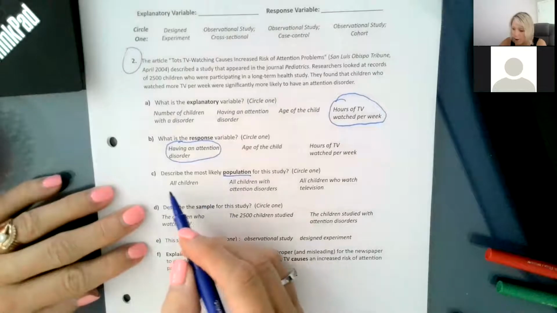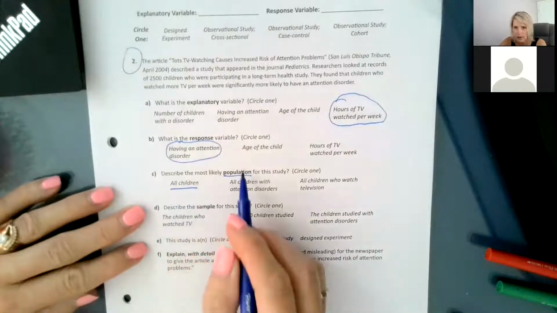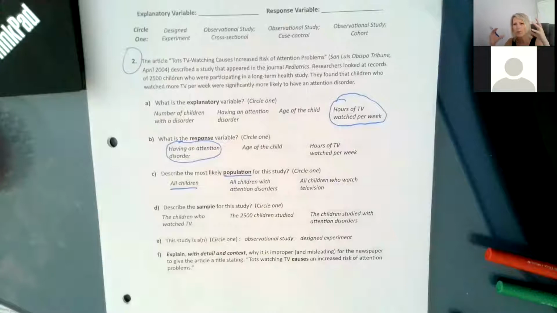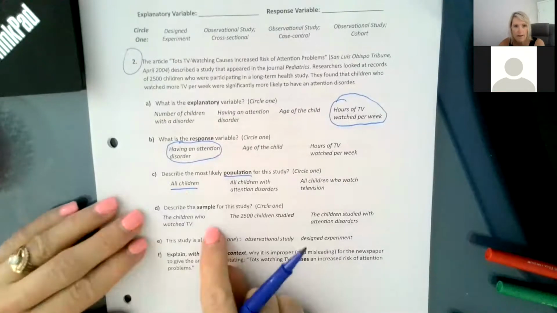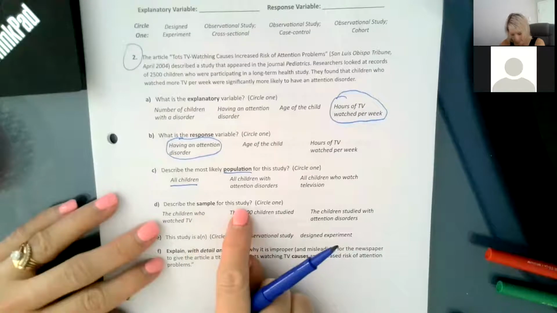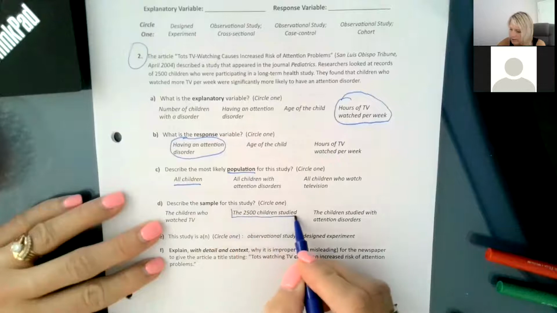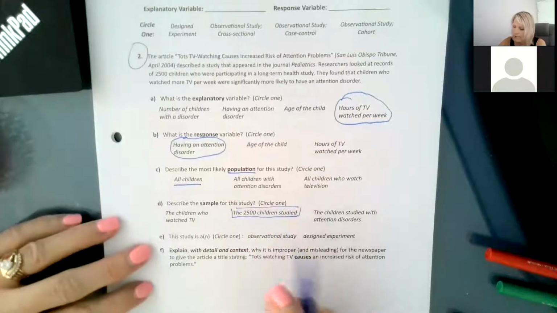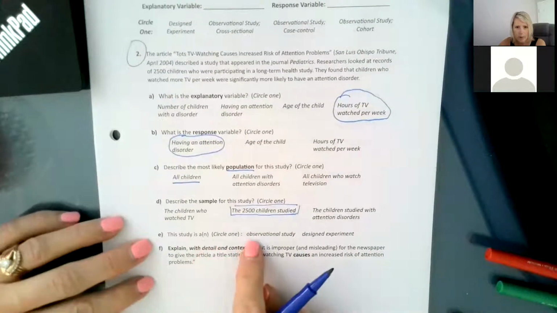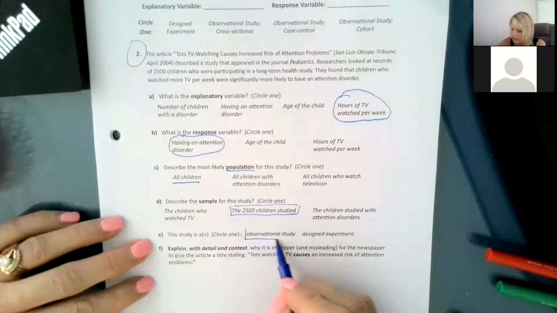So the population is all children. That's who we want to learn about. The population is always who or what are you trying to learn about? And it always involves the word all. Describe the sample for this study. And that would be the 2,500 children studied. And this study is a what? We already mentioned that that's an observational study.